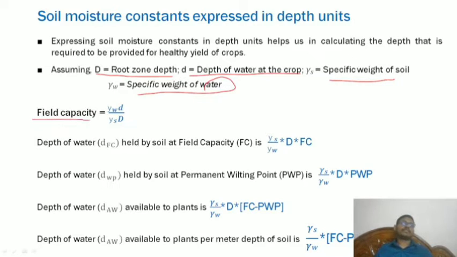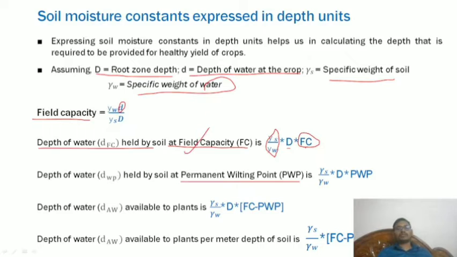Now, available moisture means field capacity minus permanent wilting point, that we know. Just now we have learned, and readily available means 75% of available water. Now, the depth of water held by soil at field capacity is gamma S by gamma W, that means soil by water, into D, capital D, into field capacity. That means depth of water held by soil at field capacity, and likewise at permanent wilting point.